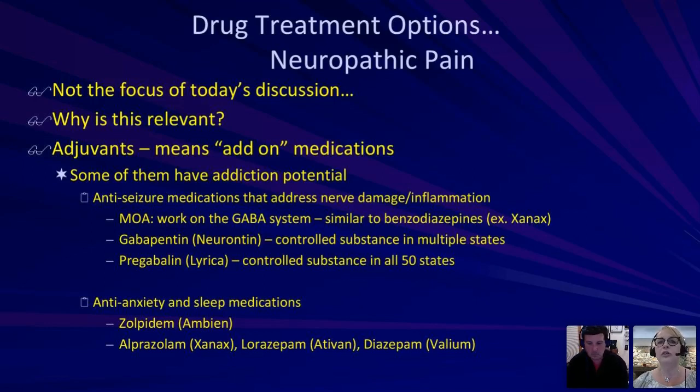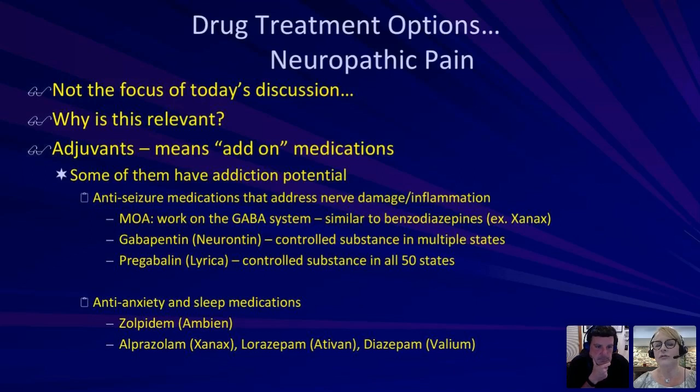And you're going to have to be able to look at their list and think, does it interact? Is it going to trigger potential addictive characteristics in this patient? So some of these meds that have addiction potential include our anti-seizure meds as well as our benzodiazepines. All of these work on the GABA system, so they're sort of what we call downers, much like the opioids. But the other thing to mention here, you see gabapentin right here in the middle, Neurontin.